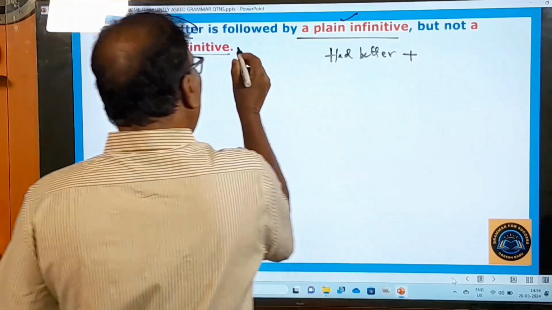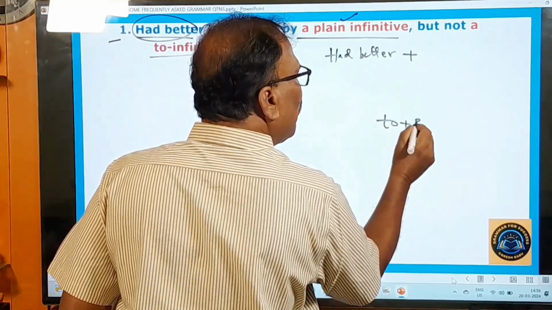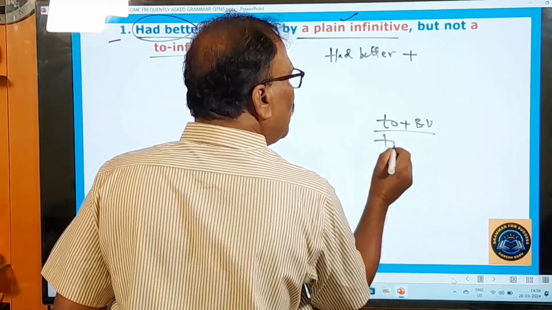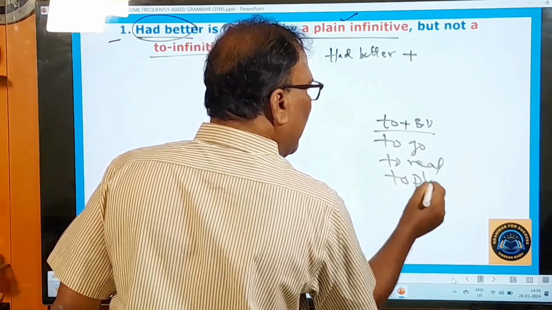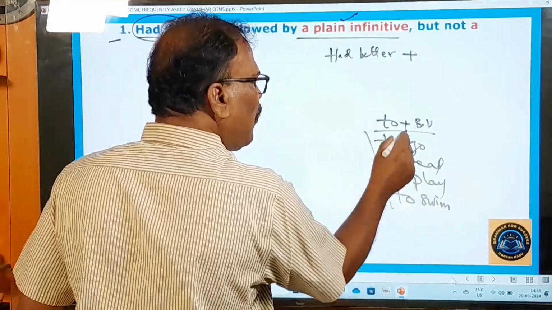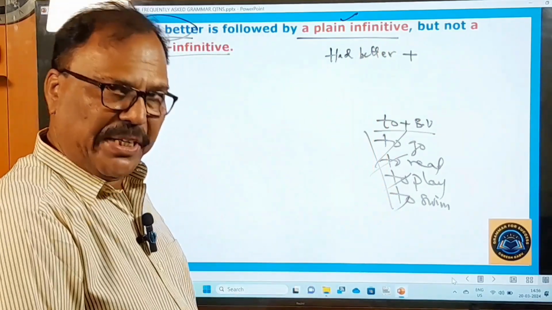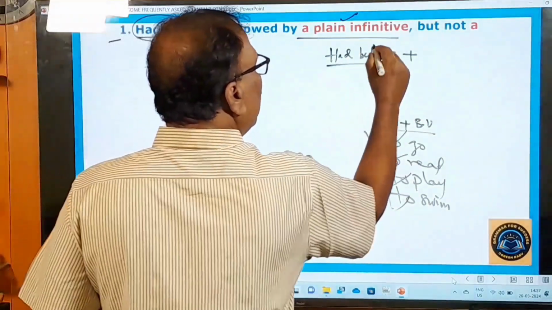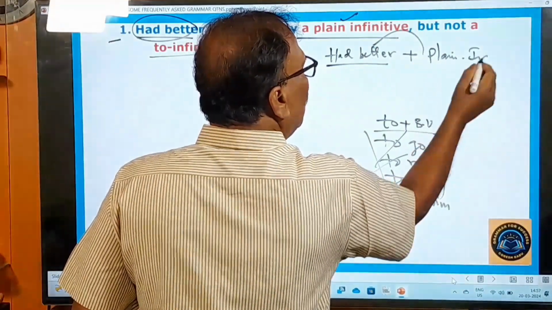First of all, you learn about this to infinitive. What is a to infinitive? To plus base form verb. That is called a to infinitive. See, to go, to read, to play, to swim. These are all to infinitives. If you drop this to from these infinitives, then that becomes a plain infinitive. So after this had better, you have to use plain infinitive, but not to infinitive.